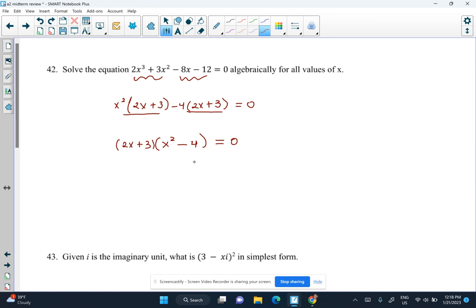And I look to see with that next line if I can factor further. And I know that x squared minus 4, notice there's a minus, I can factor using difference of 2 squares. So I carry down the 2x plus 3, and I'm going to factor the x squared minus 4 into x minus 2, x plus 2, and set it equal to 0. I'm now going to set each factor equal to 0. They're all linear factors, and we have 3 of them.